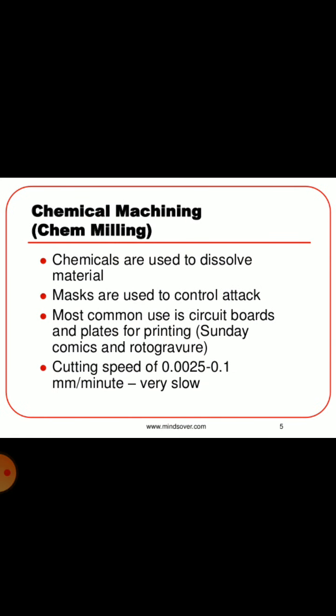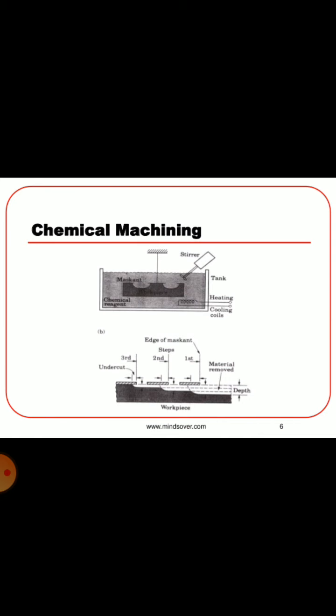Chemical machining is the first, in which chemicals are used to dissolve the material. Then masks are used to control attack. Most common use is circuit boards and plates for printing. Cutting speed is 0.0025 to 0.1 millimeter per minute, which is very slow. This is the diagram for chemical machining.